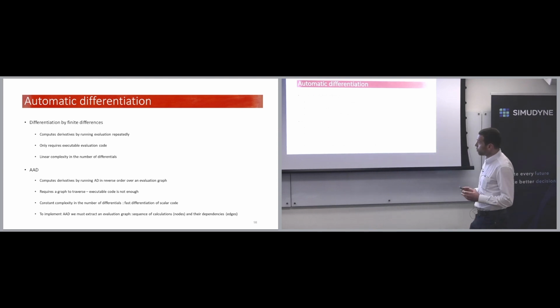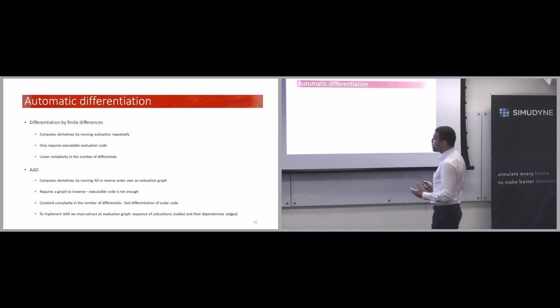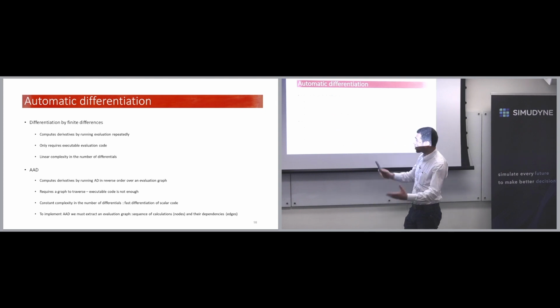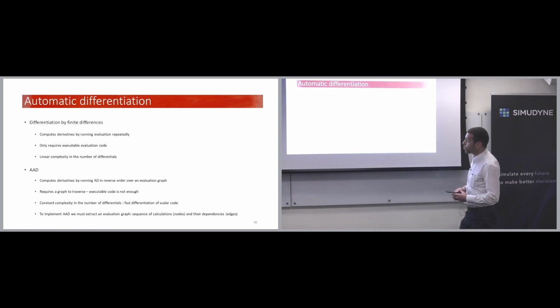AAD will compute derivatives by running AD in reverse order over an evaluation graph, and therefore it's not enough to have an executable code for the evaluation. We actually need a graph to traverse. In return, we get a constant complexity in the number of differentials. So it gives us super fast differentiation of any scalar code. But to implement AAD, we need to extract an evaluation graph.